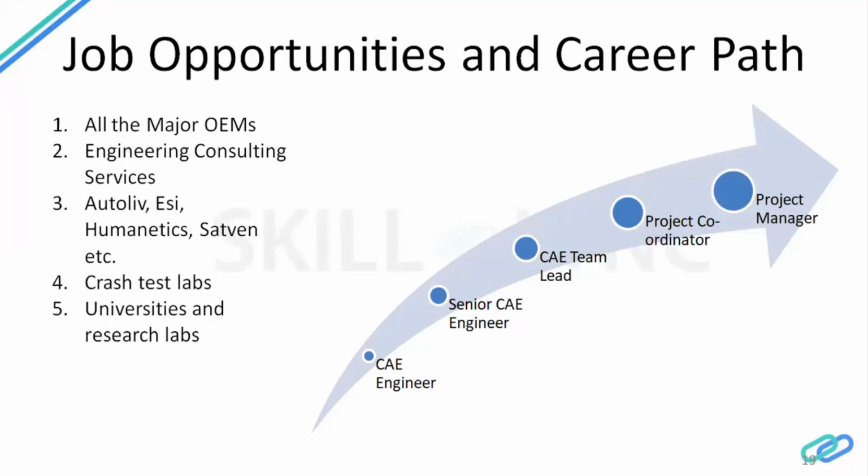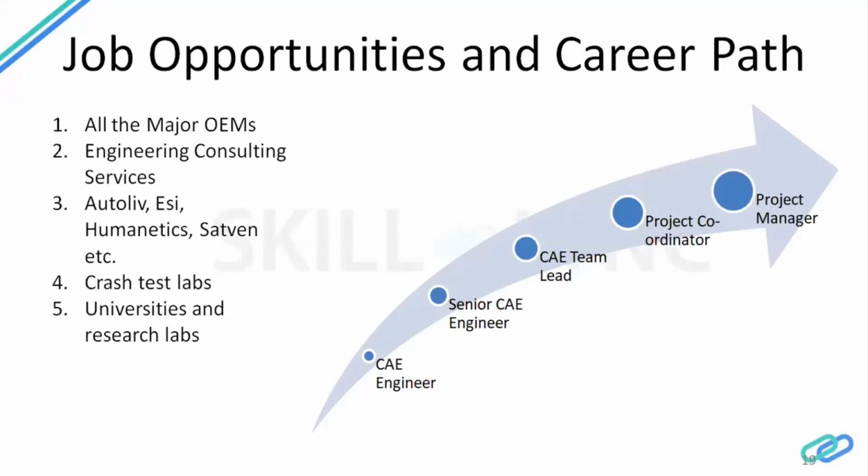Now the job opportunities: every OEM, every car manufacturer will have a crash analysis team, a safety team, an occupant safety team. They will have a structural engineering team. They have to have. They have to pass their cars. It's required by law. There are a lot of engineering consulting services like Autoliv, ESI, Humanetics, Sarvan. They do a lot of these kinds of projects for the bigger OEMs. Some smaller projects the OEMs give out to these consulting services. They do it for them.